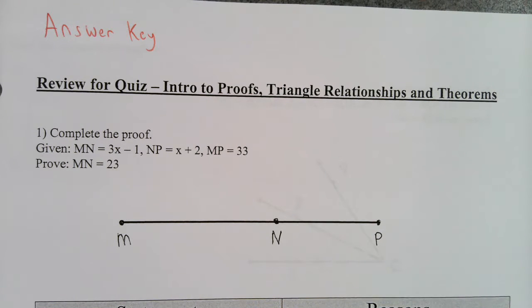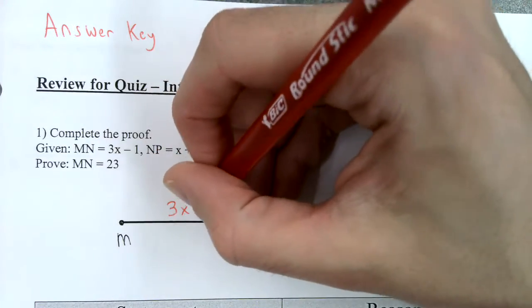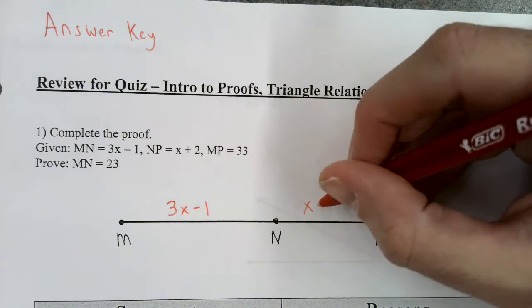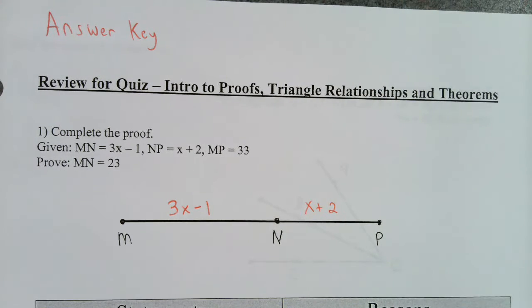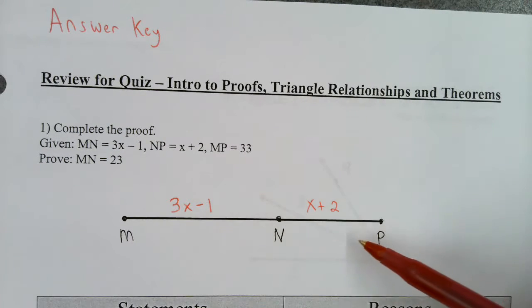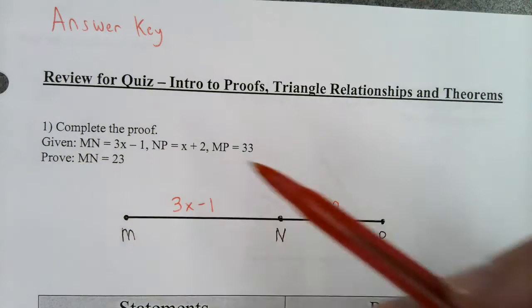We're given that mn equals 3x minus 1. I'm just going to label that. And we're given that np equals x plus 2. And then the entire segment mp is 33. I'm not going to label that. I'll just label these two. Okay? So I'm given three pieces of information.